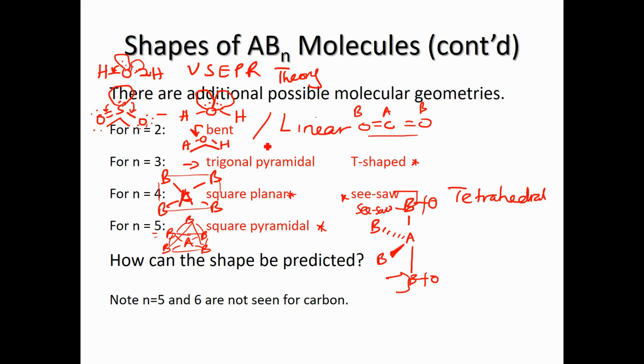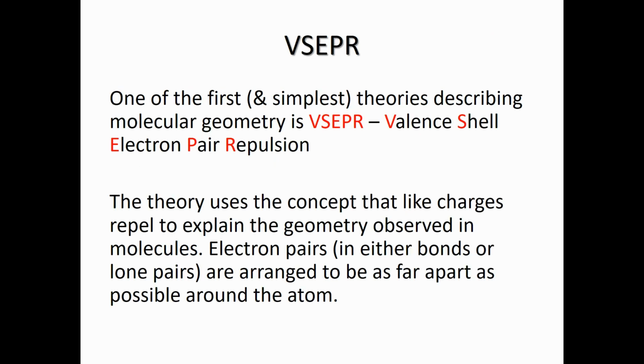The ones that are common in organic chemistry are going to be bent, linear, trigonal pyramidal, trigonal planar, tetrahedral. Those are the ones which are common.